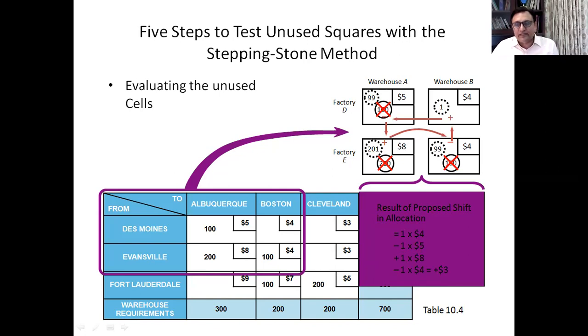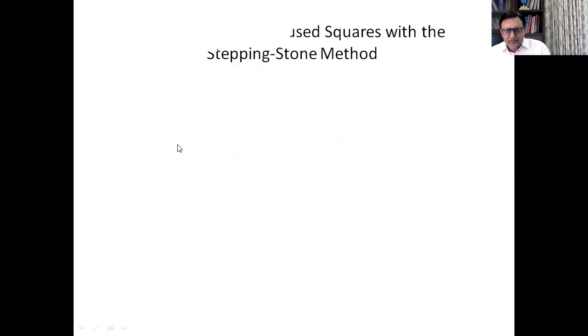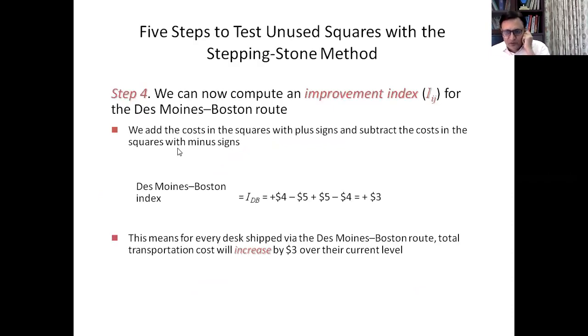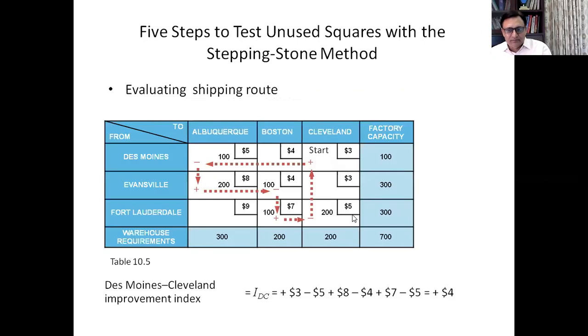So we have evaluated this unoccupied cell and found that by allocating 1 unit, our cost will increase by $3. So this is not a viable solution. Earlier we had $3 lesser cost, now we are going to have more cost. Now, in step 4, we have found that by allocating this unoccupied cell, we are going to increase our cost by $3. Similarly, we will find the other boxes.